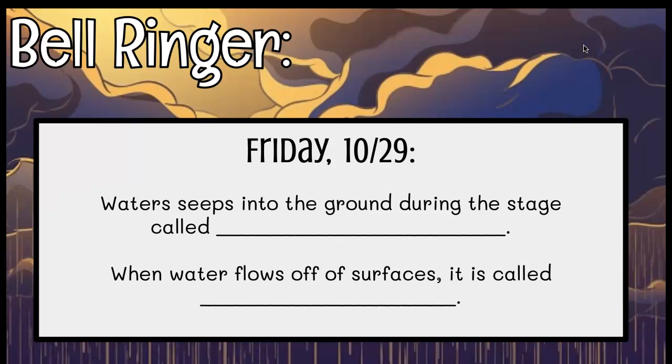Water seeps into the ground during the stage called blank. Well, when water seeps down into the ground, it is infiltrating the ground, so that stage is called infiltration. When water flows off of surfaces, that's called runoff. It's literally in the name. If it flows off the surface, it's runoff. Okay? That typically happens when your ground can't hold any more water.